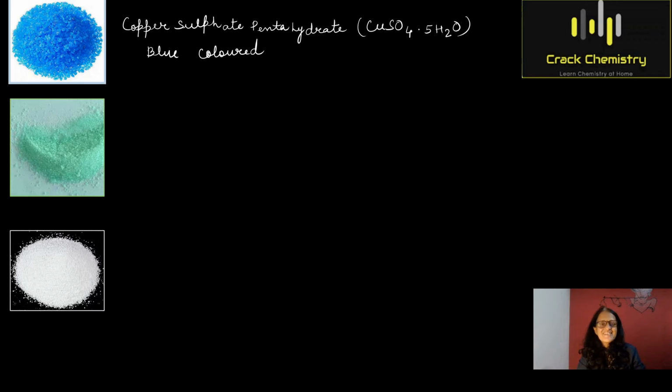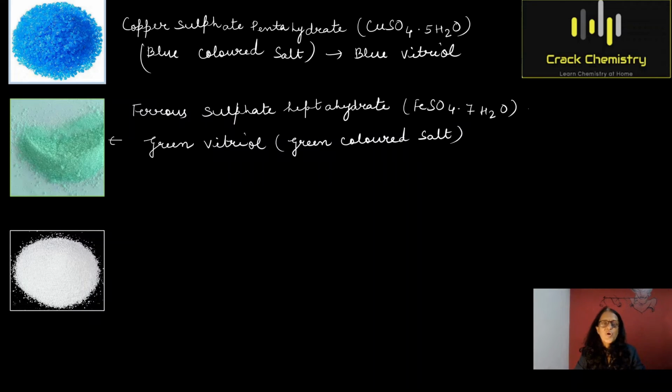Now look at this green colored salt. Students, this green colored salt is also a hydrated salt. Its chemical name is ferrous sulfate heptahydrate and its formula is FeSO4.7H2O. It consists of 7 water molecules of crystallization. The common name of this ferrous sulfate heptahydrate is green vitriol.